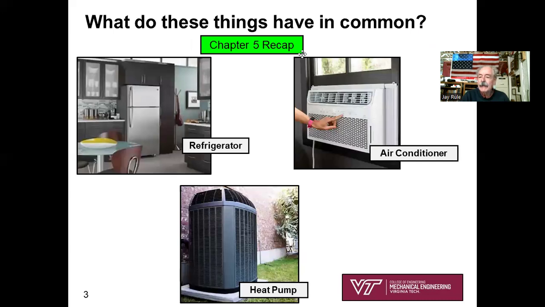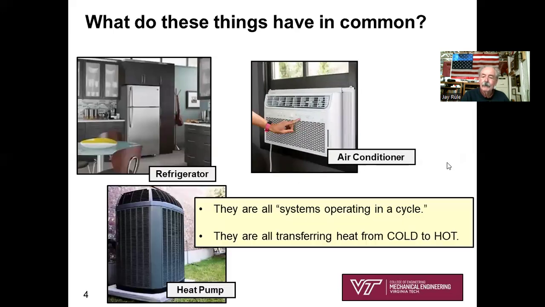So let's see. Here's a recap of going all the way back to Chapter 5. And remember, the quiz question was, what do these three things have in common? Well, the answer is they're all systems operating in a cycle. They all require some type of electric power to operate. And the other key thing is to recognize that these three basic pieces of equipment, the refrigerator, an air conditioner, and a heat pump, are all transferring heat from cold to hot.